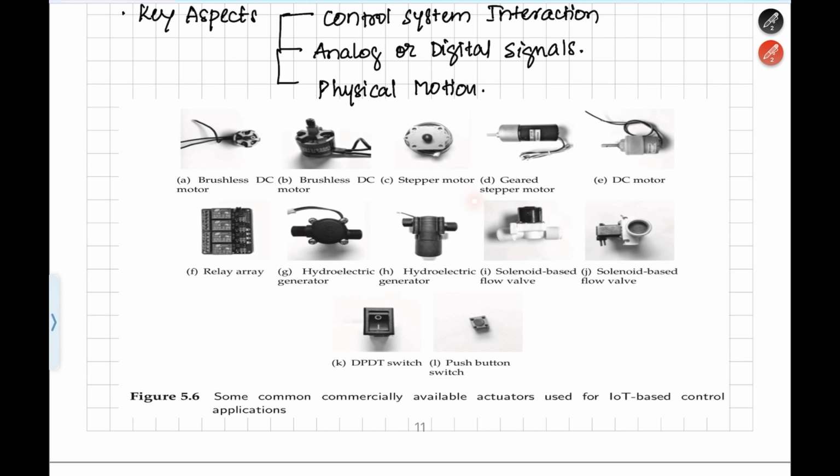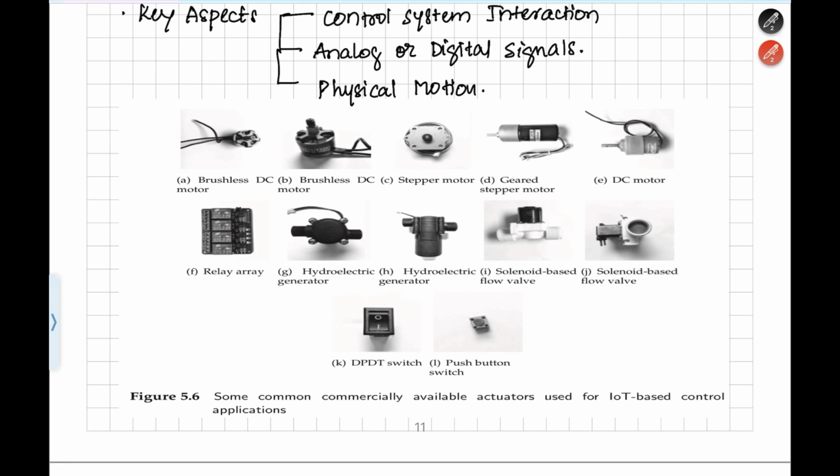Then we have the geared stepper motor. It is a stepper motor with increased torque via gears. That is the addition, here we have gears. Okay. So it is again used in robotic arms, conveyor belts, and all of that. Then we have the DC motor. A DC motor is used for converting electrical energy into mechanical energy. The best example is fans, electric fans we can see. Next we have the hydroelectric generator. A hydroelectric generator converts water flow to electrical energy. So this is used in dams, okay, or hydropower plants.